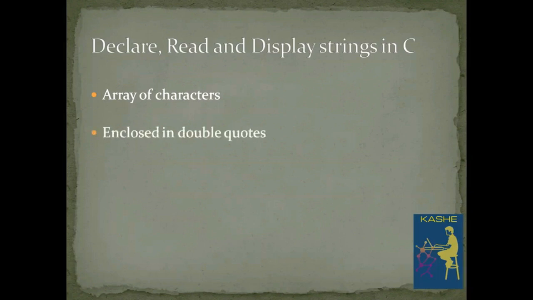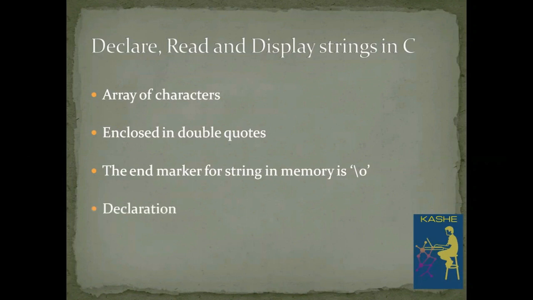Then in C language, we need to enclose the string in double quotations and also make a note of it. Every string in the C language will be terminated with a null character. At the end of every string, there must be a null character. And how to declare a string as a character array in the C language.